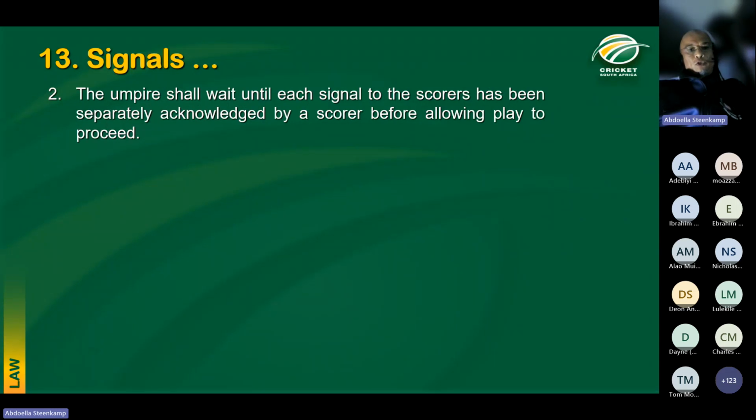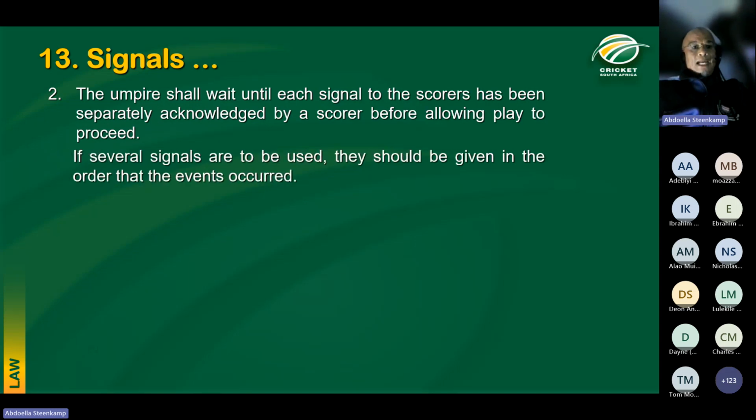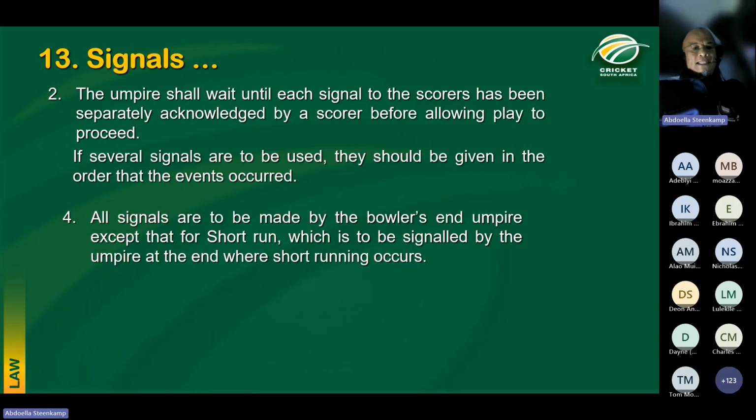I mentioned earlier that we do speak to the scorers non-verbally throughout the day. So when we signal to the scorers, sometimes we signal more than one signal. Let's say there's a leg bye and it went for boundary 4. You need to signal separate signals, and those signals need to be acknowledged separately by the scorer. So you first signal the leg bye, the scorers need to acknowledge it, and then you signal boundary 4, and the scorers also need to acknowledge the boundary 4.